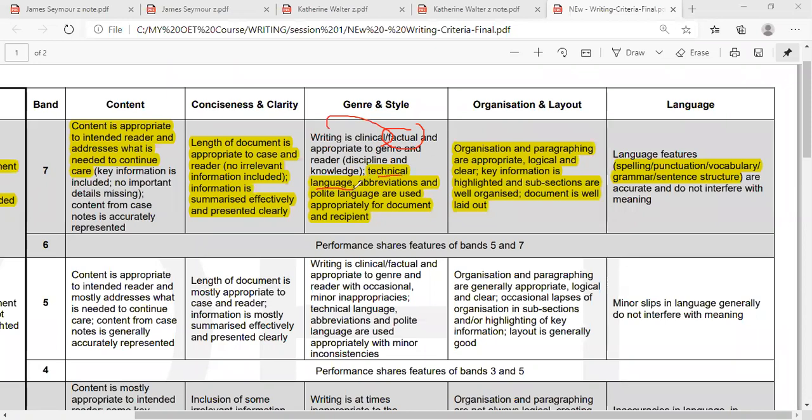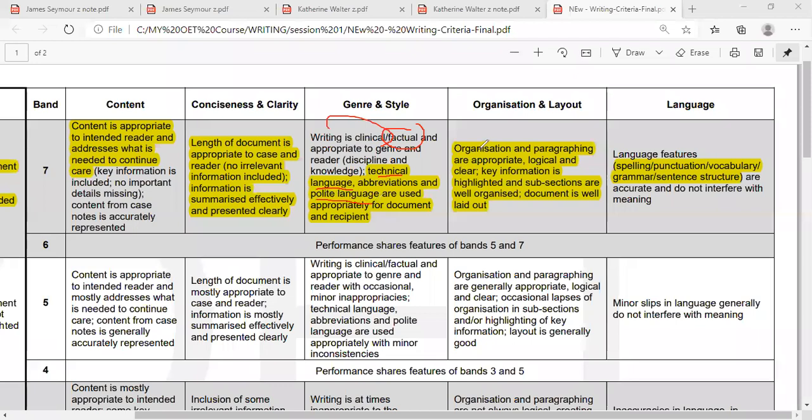I mean by this, if you are writing a letter to a doctor, it will differ from a letter written to a nurse, and it will differ from a letter written to an occupational therapist. And you must use polite language, especially in the introduction.